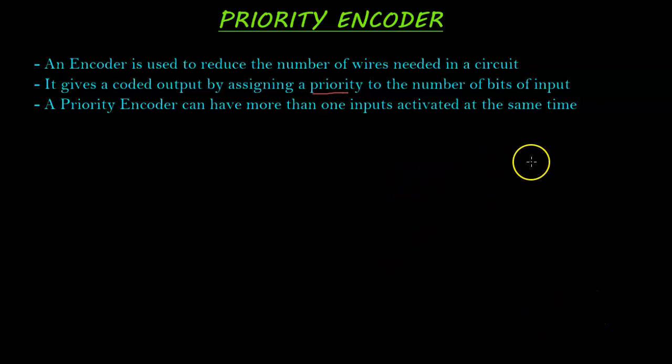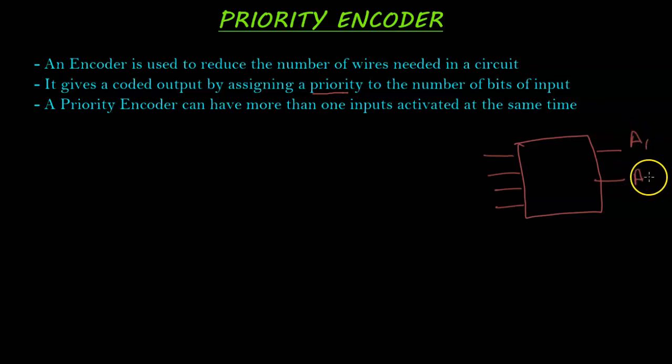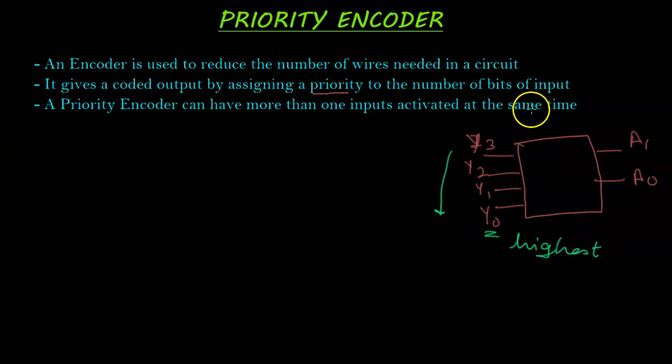If we have an encoder with 4 inputs and 2 outputs. Again, outputs are A1 and A0, and my inputs are Y3, Y2, Y1 and Y0. So the priority is decreasing. Y0 has the highest priority and Y3 has the lowest priority.